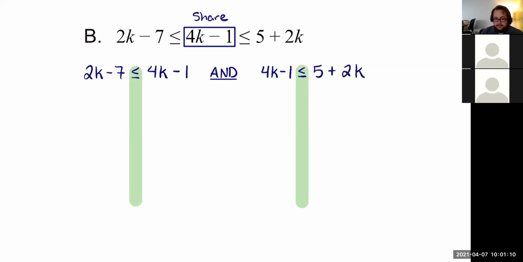No. No. Any like terms? No. Variable on both sides? Yes. So this one's a little bit more involved. So would you like to move the 2k or the 4k? Okay, how would you move the 2k? Subtract 2k from the 4k. So essentially from both sides.